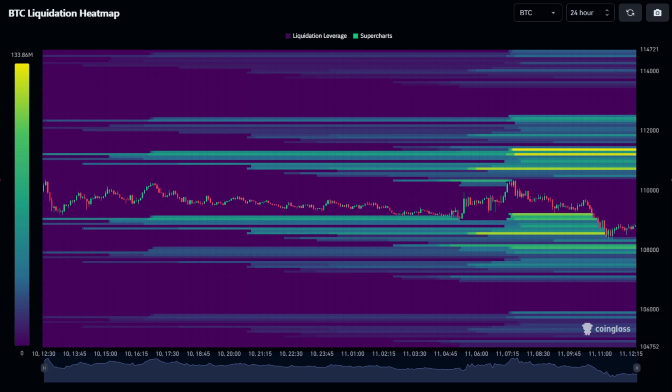It really does redraw the map of potential volatility, doesn't it? It certainly changes the pressure points to watch. Definitely something to think about.